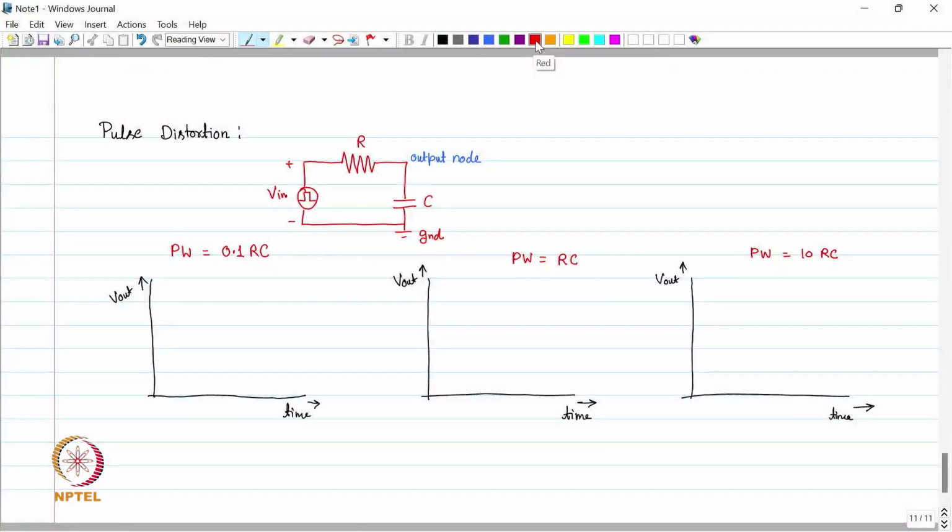So let's plot the input. For a pulse width of 0.1 RC it will be a very short pulse. This is the input pulse. For a pulse width of 1 RC, the pulse will be a bit longer compared to the first one, and this is the input pulse. And for 10 RC, the pulse width will be very long.